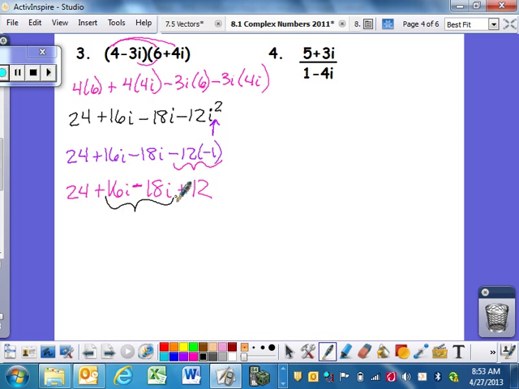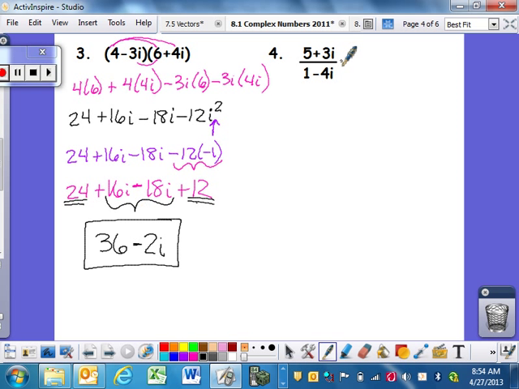You now can combine your imaginary parts, or the i's. So 16 minus 18i. And then you also can combine your 12 and your 24, the real parts. So 24 and 12, and I want to write the real parts first. So 36, and then 16 minus 18 is minus 2. So 36 minus 2i. So when you multiply, you got to FOIL it out. Just know that anytime you have i squared, it's negative 1. And then just combine your reals and combine your imaginaries.